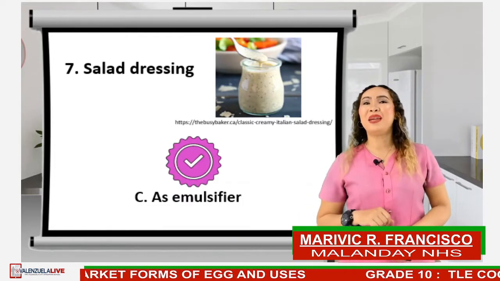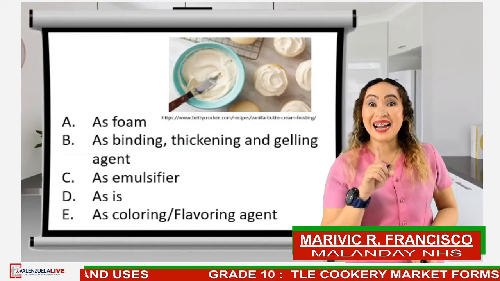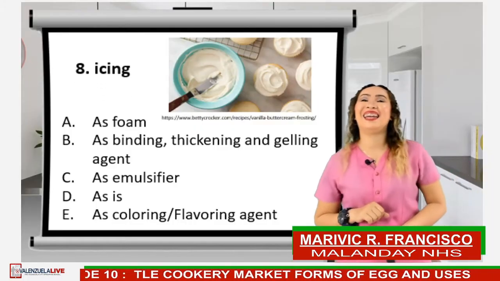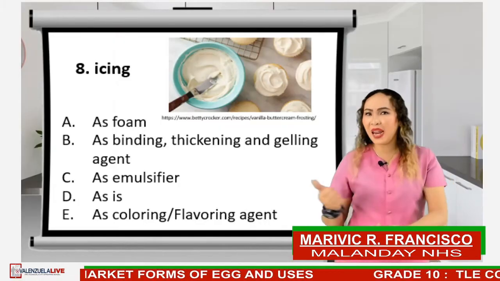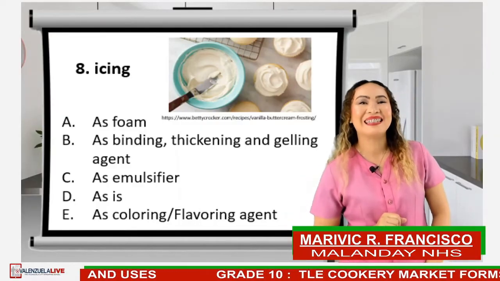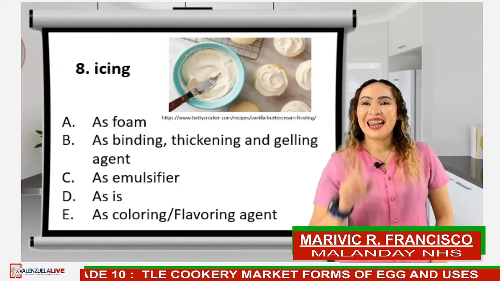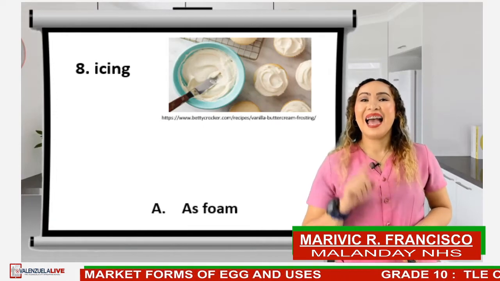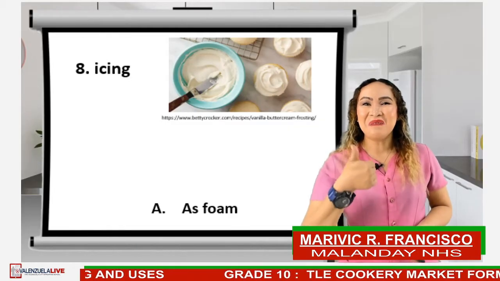Alright, next recipe. Yes, very sweet. Icing. How is egg used in making an icing? Write your answer. If your answer is A, as foam, then you are correct. Very good.